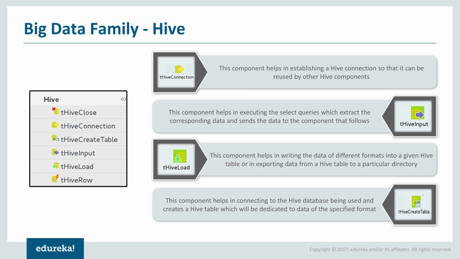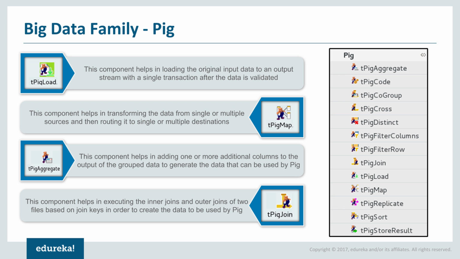So let's see what the big data family for Pig is. Again, the big data family for Pig has a few more components because Pig's way of storing the data is different. So we need to have different components for analyzing the data, right? That's why we have more components here. We have tPigAggregate, we have tPigDistinct, we have filters, dedicated components for Pig itself.